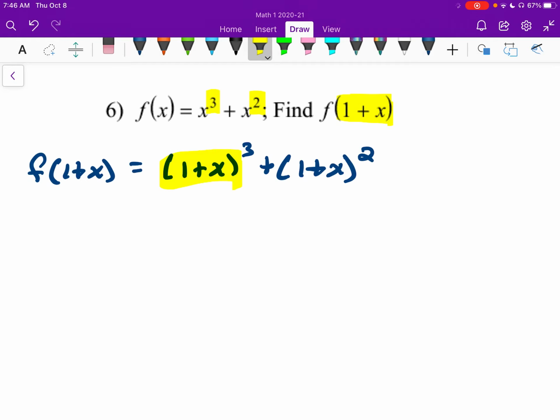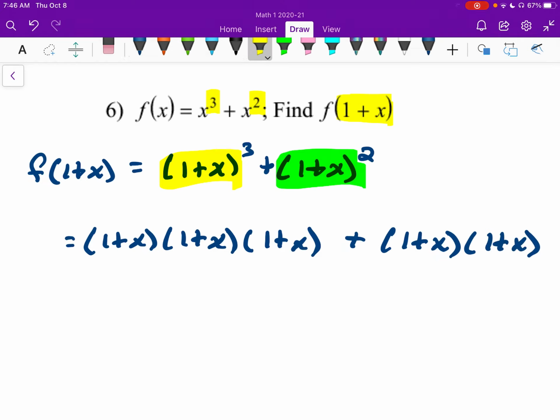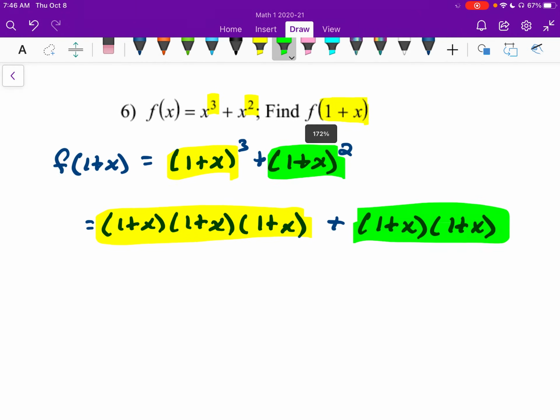This guy here is really written 3 times because we have an exponent of 3, and this guy here is really written twice. So let's rewrite that with them all listed so that we can distribute. I'm going to have (1 plus x)(1 plus x)(1 plus x), then plus (1 plus x)(1 plus x). Right? So we can see that these guys here are the cubed version of it, and this here is the squared version of it.